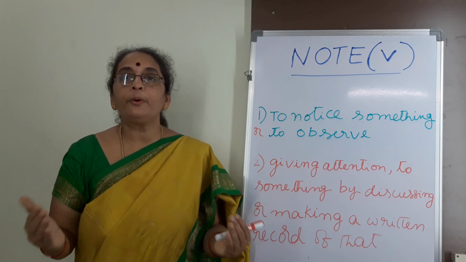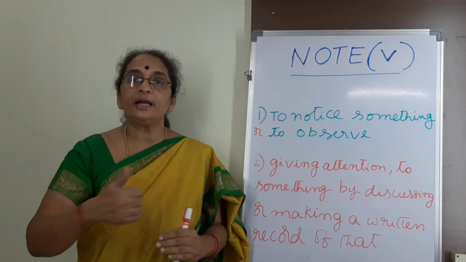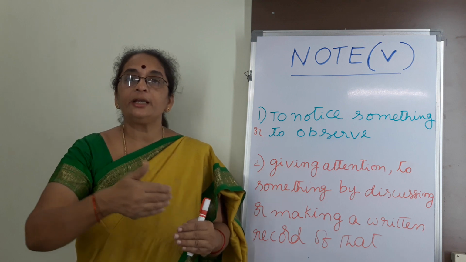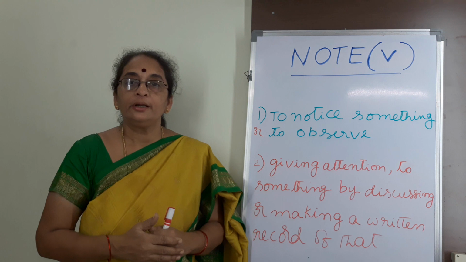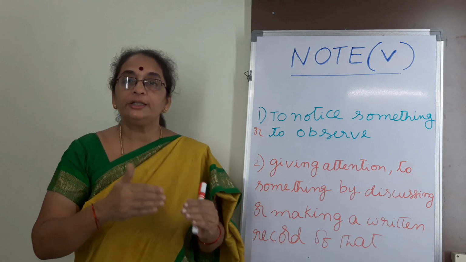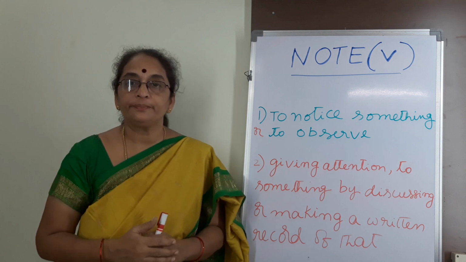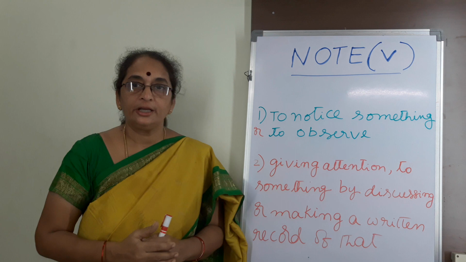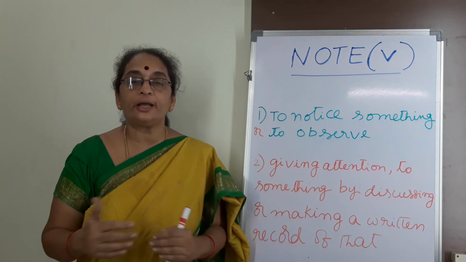There is a weather reporter. This is another example. He is collecting data about weather. He is collecting information about weather. So the weather reporter has noted the details of the temperature of the past 1 month. The weather reporter, or the weather expert, has noted the details of weather changes of the past 1 month.